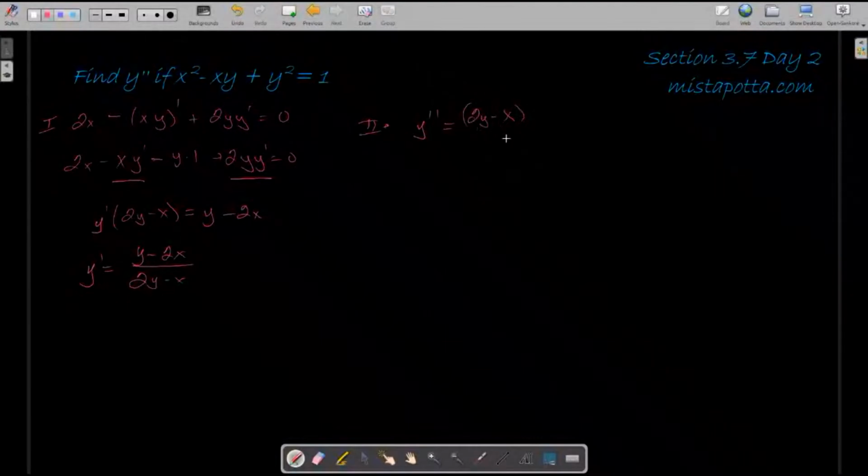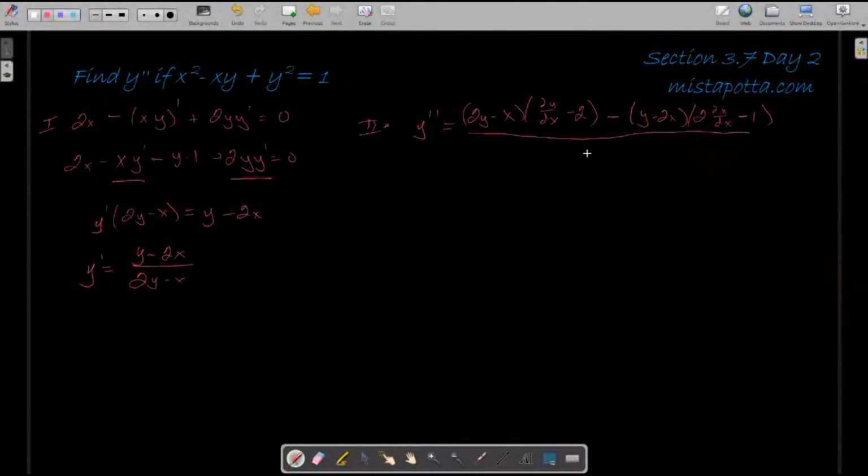And again, I'm going to have to use the quotient rule. So I'm going to have the denominator, 2y minus x, times the derivative of the numerator, which is going to be dy dx minus 2, minus my numerator, y minus 2x, times the derivative of my denominator, which would be 2 dy dx minus 1. And this is all over my denominator squared, 2y minus x squared. And as we did before, I'm going to write this as 1 over 2y minus x squared, so I can deal with the fraction within a fraction that occurs when I have this dy dx term.